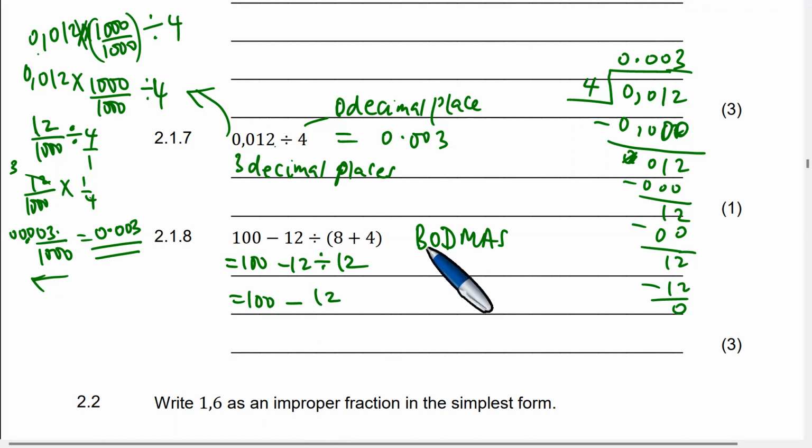Then it says brackets off, then division. So you're going to do the division. What is 12 divided by 12? 1. You can just write 100 minus 1 is 99. You said 99, right? Yes, sir. You were so right.